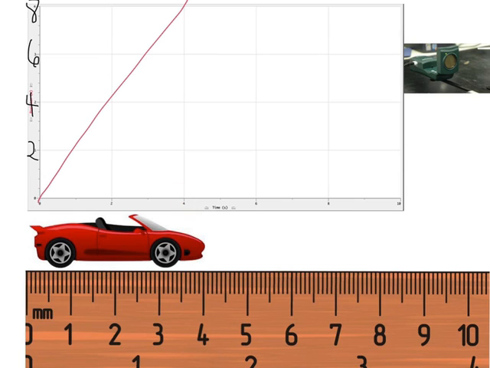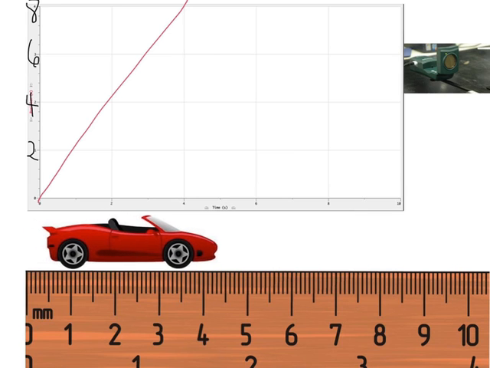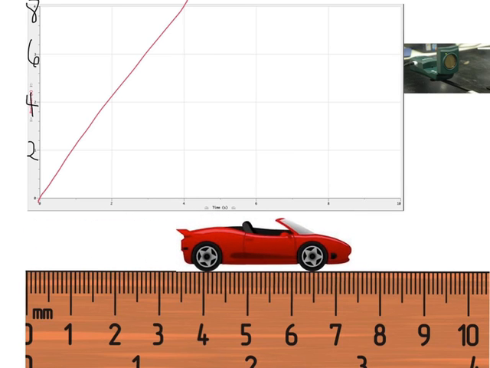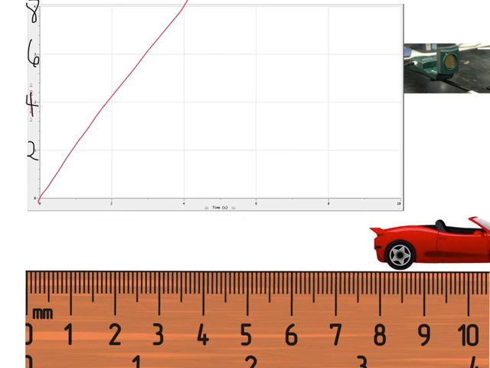So we'd have 1001, 1002, 1003, 1004. Compared to the Ferrari's first trip, we would say this one is fast.